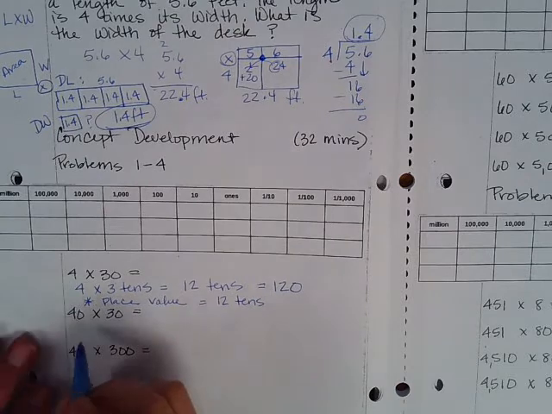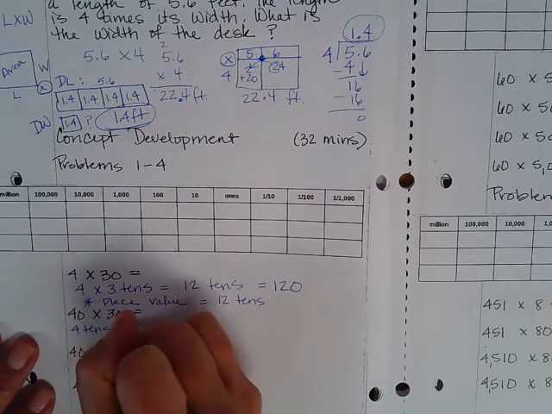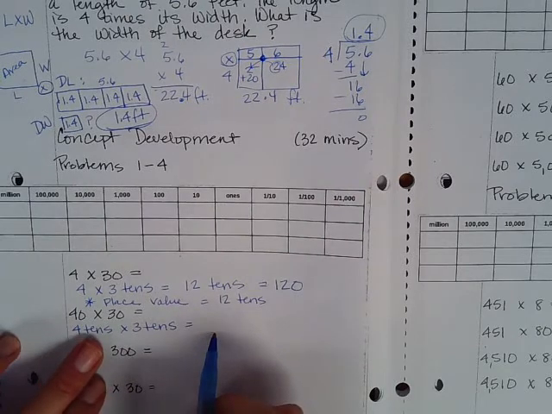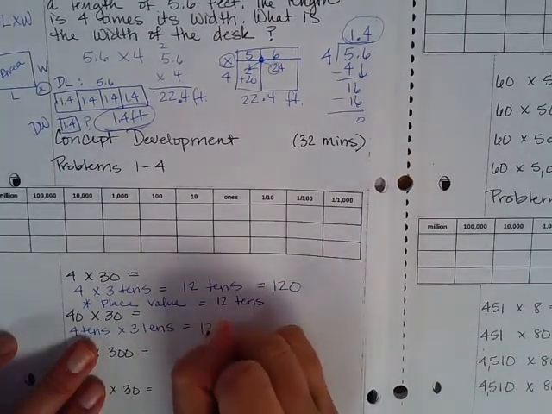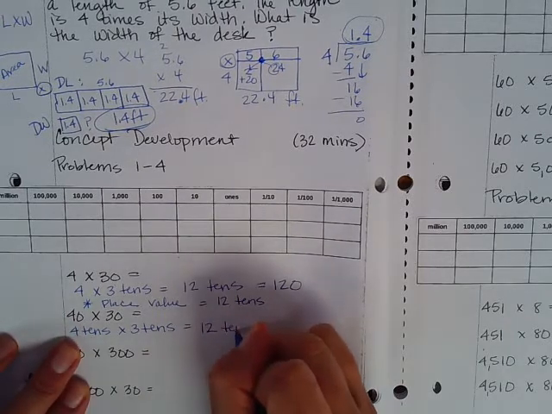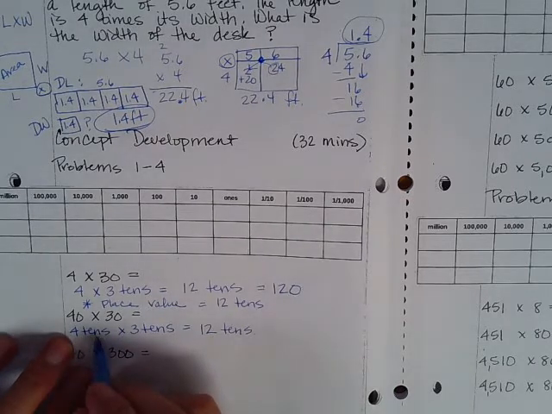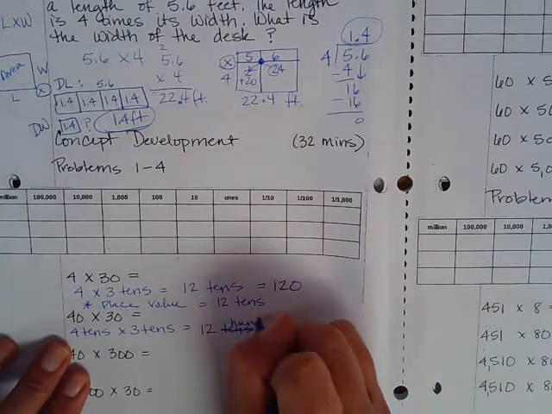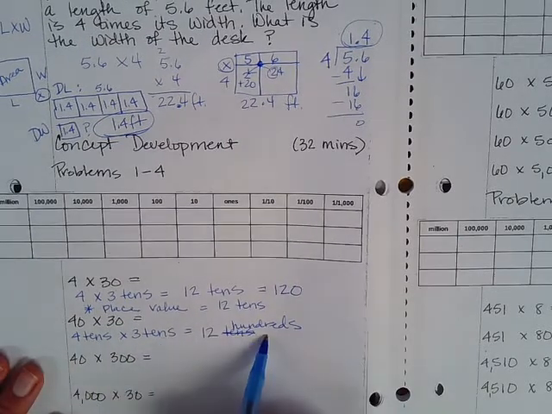All right. Now, let's go down here to 4 tens times 3 tens. How many tens would that equal? You guys know? 12 tens. Oh, wait, sorry. 10 times 10 would be hundreds. 12 hundreds, pardon me. So 10 times 10 would give us hundreds.